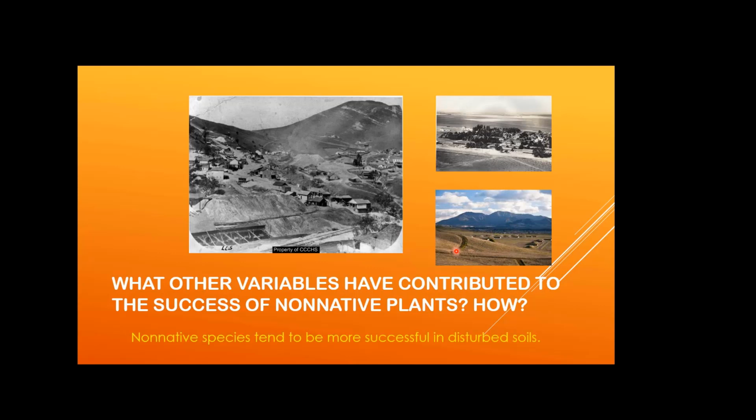So in general, non-native species tend to be more successful in disturbed soils because they have the characteristics, as you learned earlier, to outcompete the native species, which tend to grow a little bit slower or are not as efficient in using sunlight and soil.